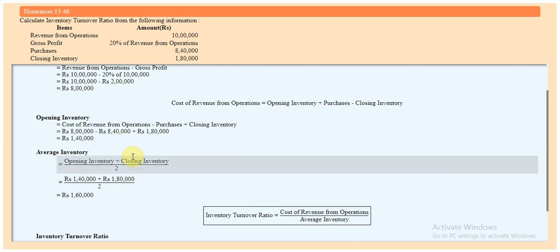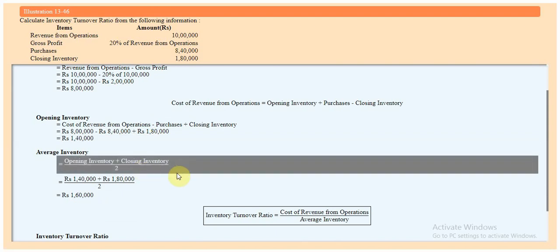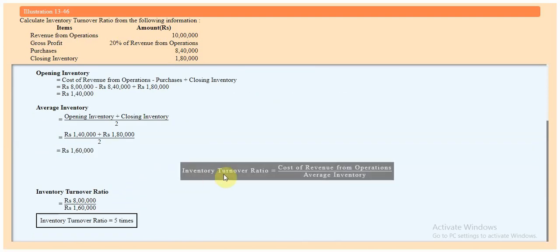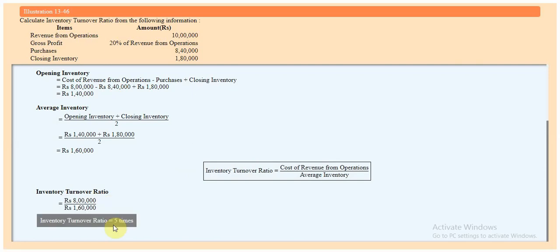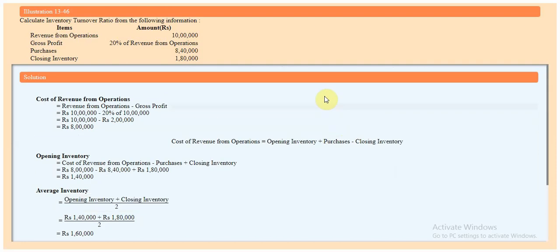Now that we have the opening inventory as well as the closing inventory, we can find out the average inventory. So average inventory is opening plus closing divided by 2, which is 1,60,000 rupees. So we are substituting the same in the inventory turnover ratio formula, and we are getting inventory turnover ratio as 5 times.